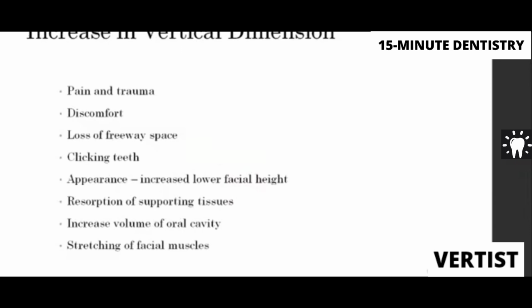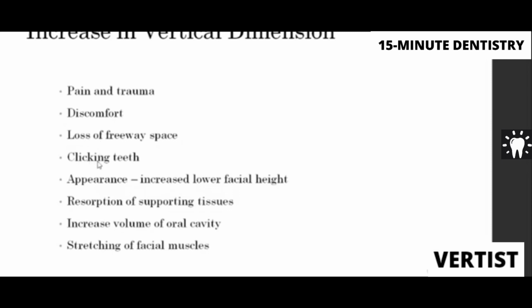Like, if it happens in the exam that there is no freeway space and you recorded the vertical dimension wrong, like there is too much vertical dimension of occlusion. Now, the examiner may ask you the questions: what is the significance of an increase in the vertical dimension? What are the problems the patient will face? So you should be ready with the answer.